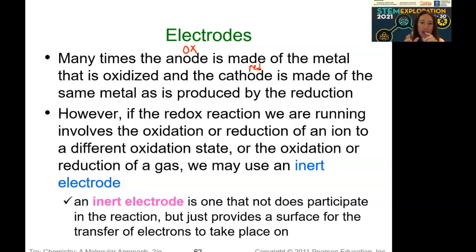But we have to have a place where the electrons can be transferred. So we need some kind of solid surface where the reaction can take place. Nothing's actually happening to the metal itself. It's just a conduit where the electrons can stop over and drop off their electrons. So again, it doesn't participate, it's just lending a surface.